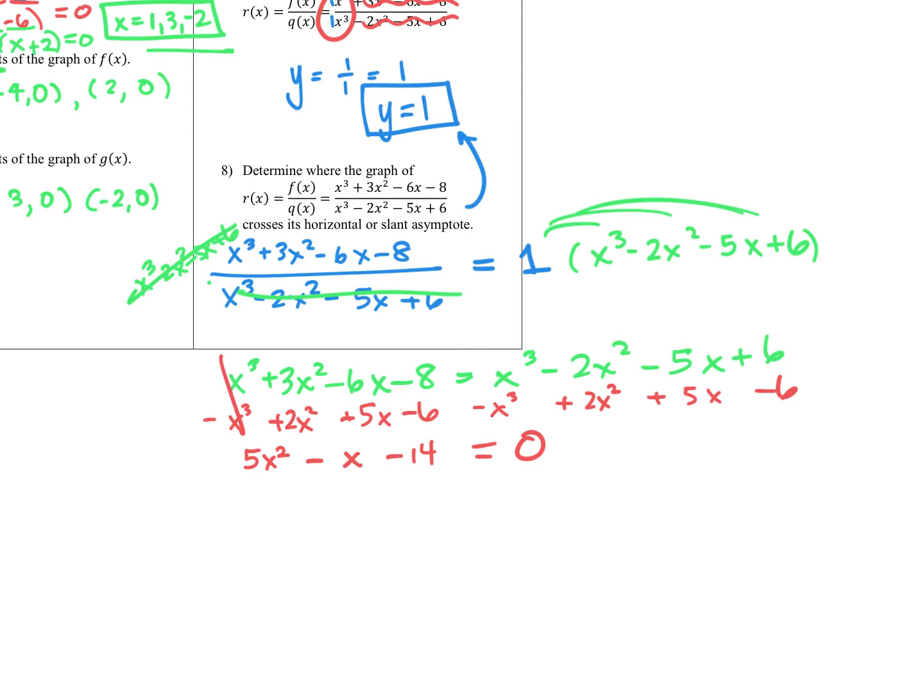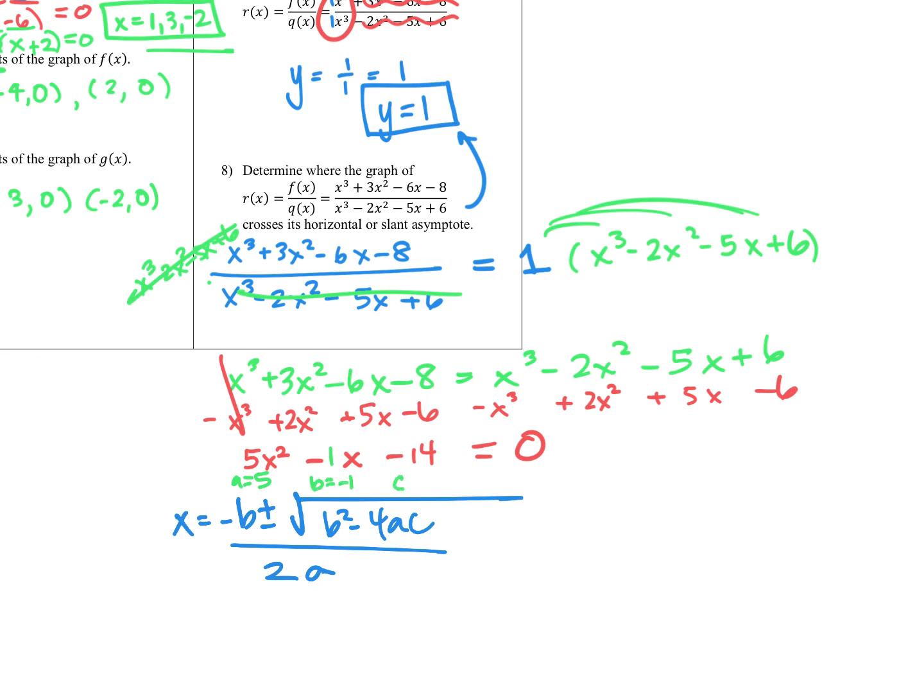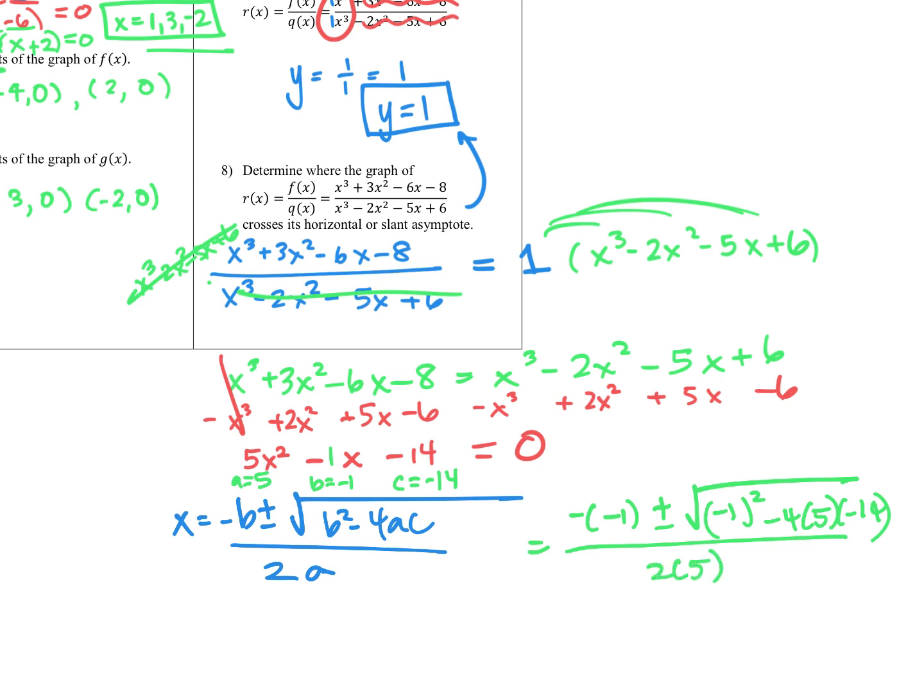Now, this is down to a quadratic. And so we could try and factor, but actually it doesn't factor. So then we'll have to use the quadratic formula. So x equals -b plus or minus the square root of b squared minus 4ac, all over 2a. So we have that our a is 5, our b is -1, and our c is -14. So plugging into that, we're going to get -(-1) plus or minus the square root of (-1) squared minus 4 times 5 times -14, all over 2 times 5.